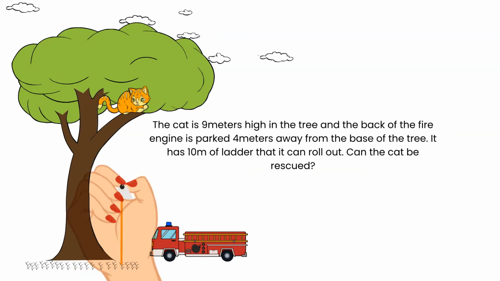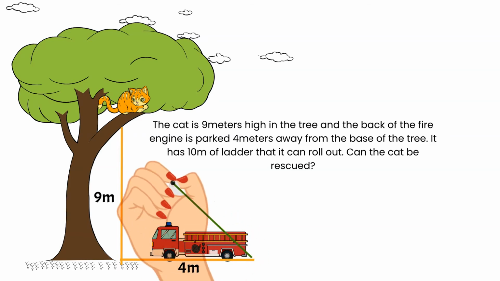Let's put on the information that we know. The cat is 9 metres high in the tree and the base of the fire engine is 4 metres away. We want to find that distance to save the cat. So this is our unknown. However, a question mark is not a good variable, so get rid of that and give it a suitable variable, like D for distance.